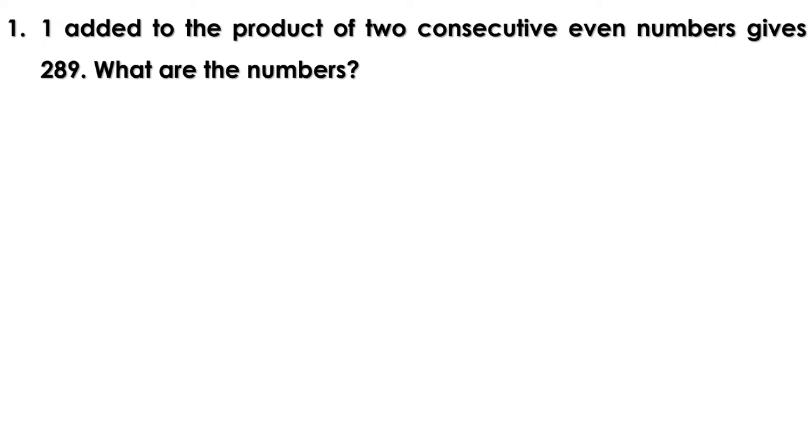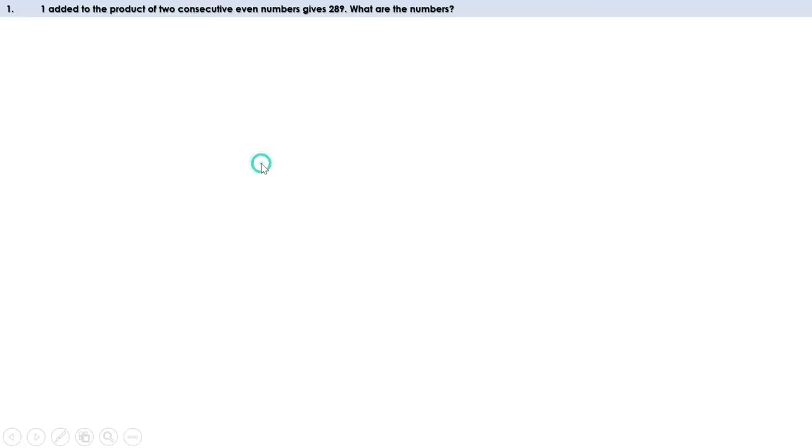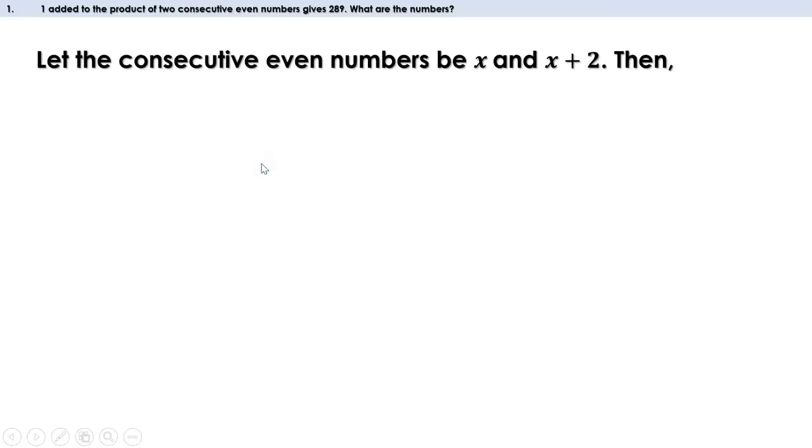The difference between two consecutive even numbers is always 2. If x is the first even number, then the next even number is x plus 2. So let us take the two consecutive even numbers as x and x plus 2. Their product is x into x plus 2. 1 added to the product means x into x plus 2 plus 1. And given that this is 289, we can write x into x plus 2 plus 1 equals 289.